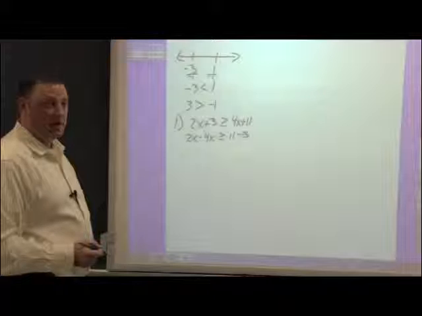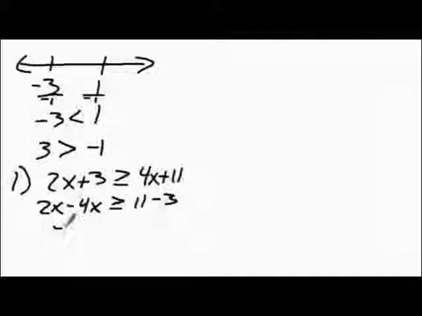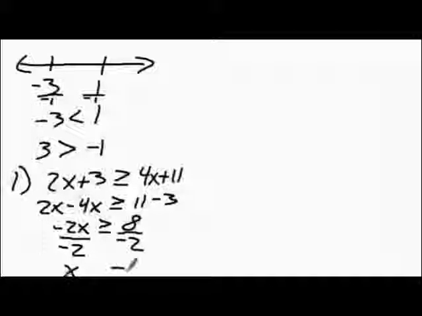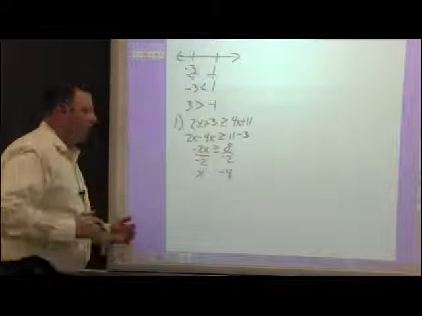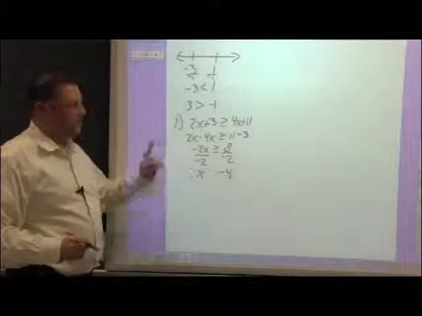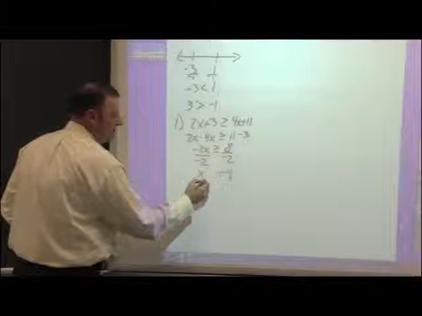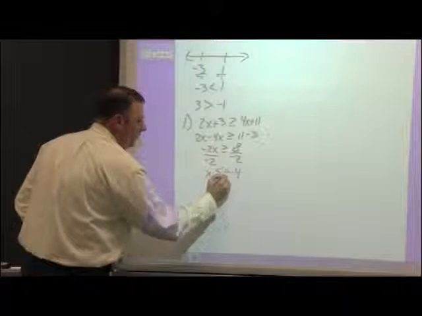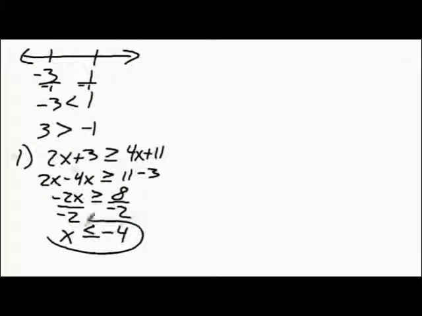Now 2x minus 4x is -2x, greater than or equal to 11 minus 3 is 8. Now to solve for x, we're going to divide both sides by -2. So that's going to give us x. On the right side, it's going to give us -4. Now, what did we just do? We just divided by a negative. So we need to make sure we switch this inequality sign. That means make it point the other way. And that would be your solution.